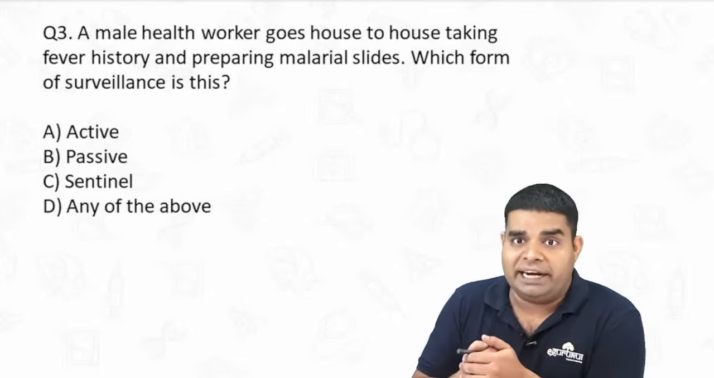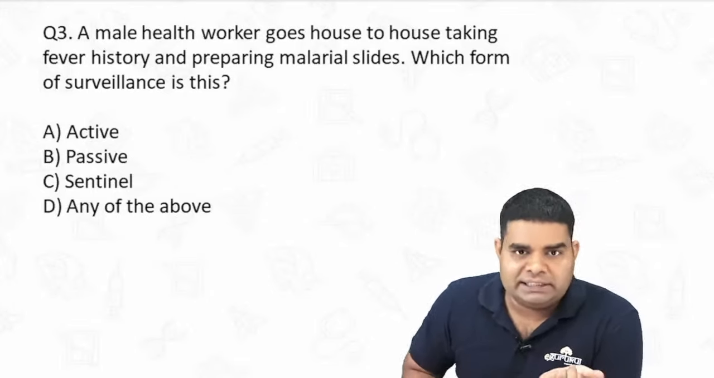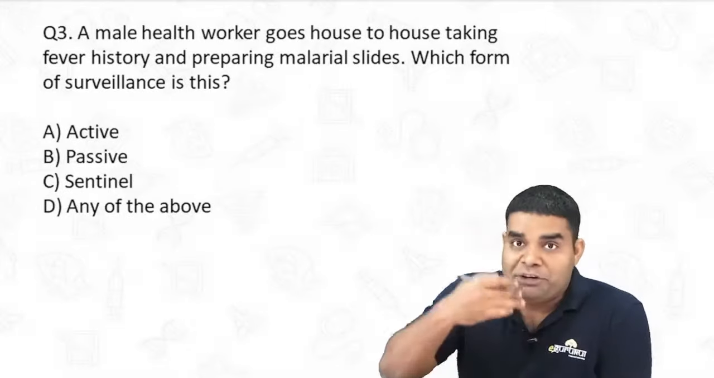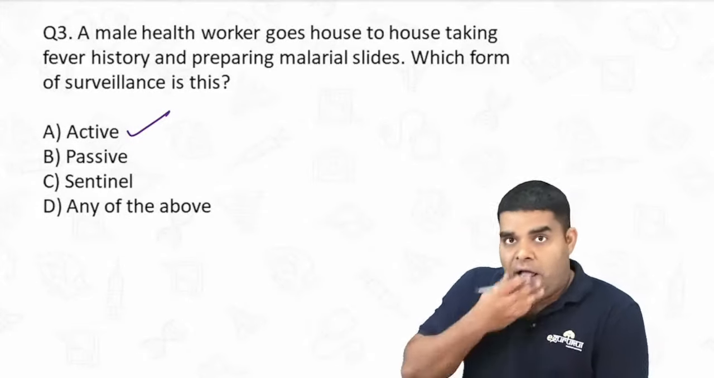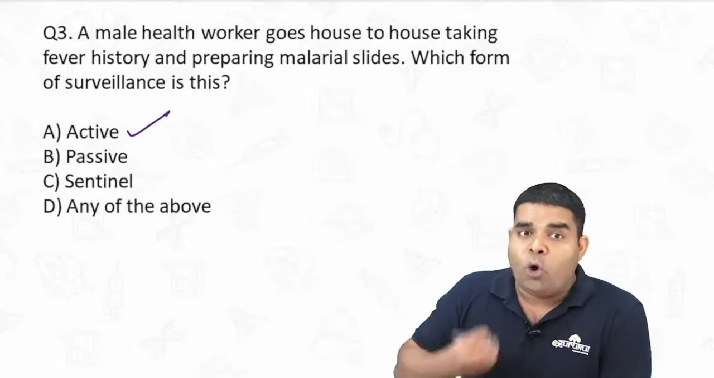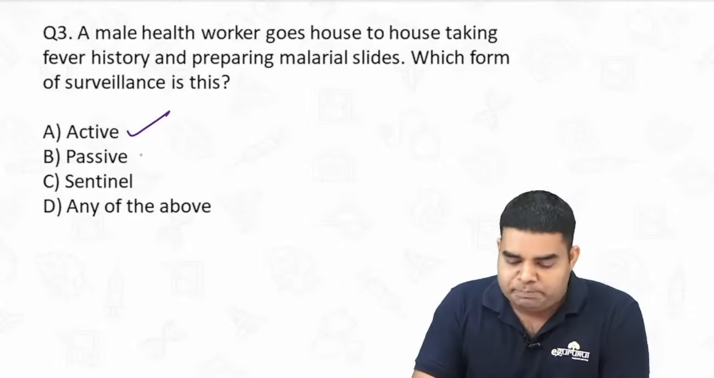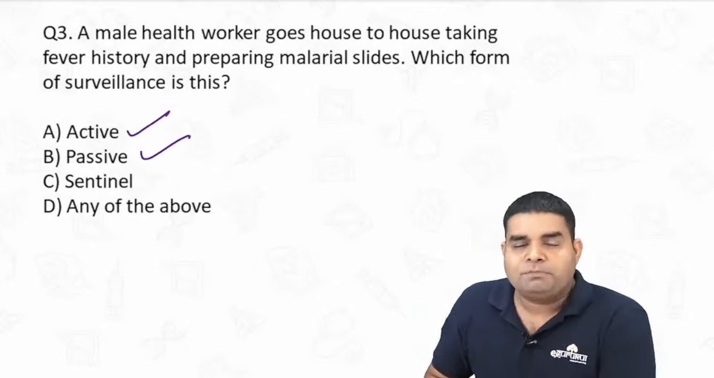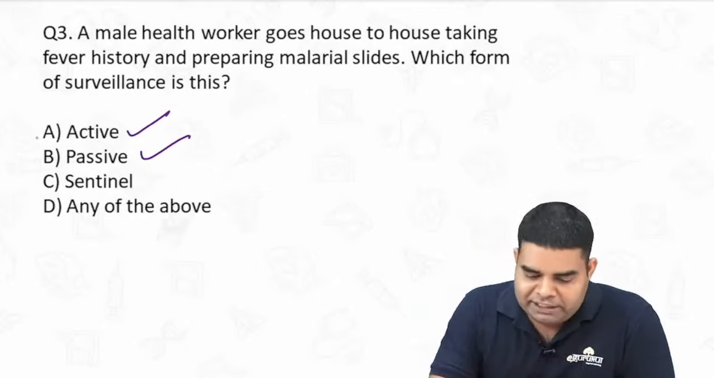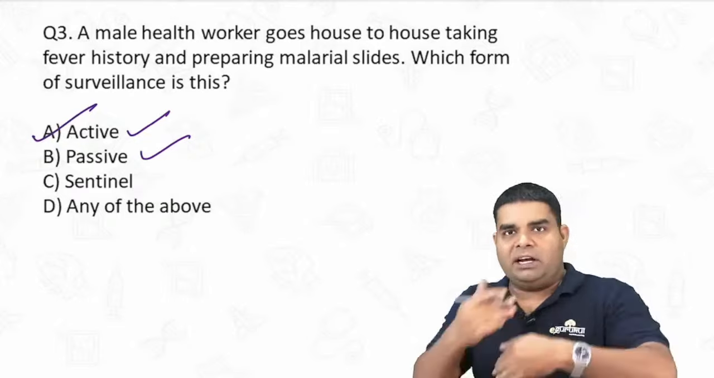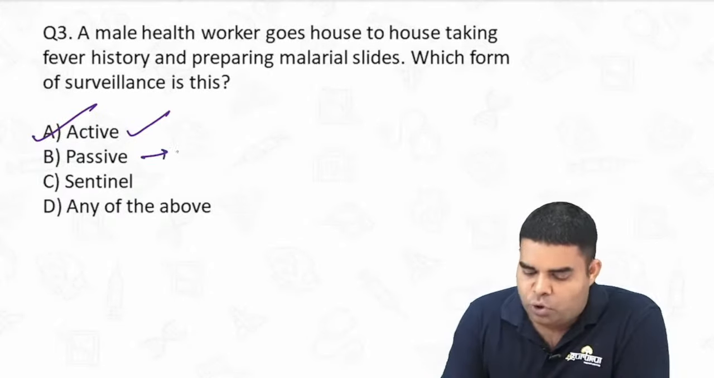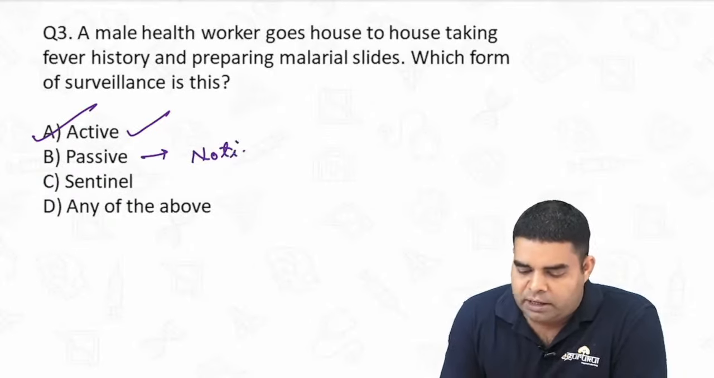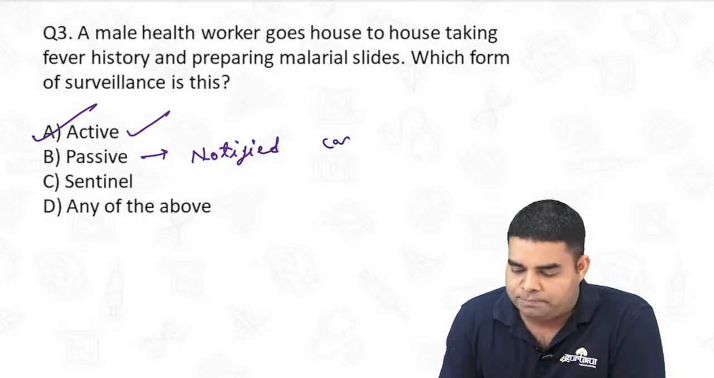The next question is about a male health worker who goes house to house taking fever history and preparing malaria slides. So which form of surveillance is this? Of course, when you go into the houses of people and search for cases, this is active surveillance. And when people come to hospital and report the cases, that is passive surveillance. So active surveillance is the correct answer, because here we are going to the houses and searching for the cases. Passive surveillance also means notified cases, cases which are coming to hospital.